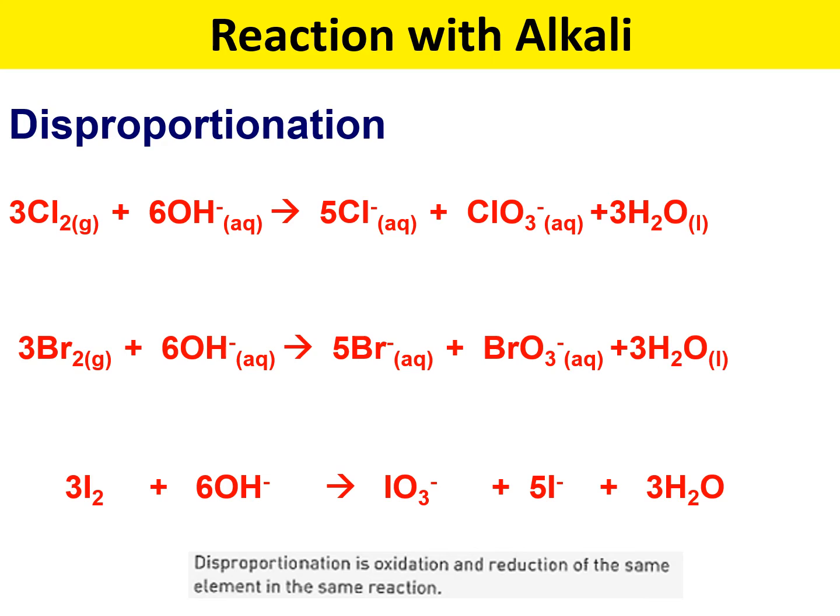So again, when we look at the ionic equations, we can see that the chlorine in the chlorine molecule has an oxidation state of 0, the chlorine in the chloride has an oxidation state of -1, and the chlorine in the chlorate(V) has an oxidation state of +5. So therefore, disproportionation has occurred because we've got oxidation and reduction of the same element in the same reaction.